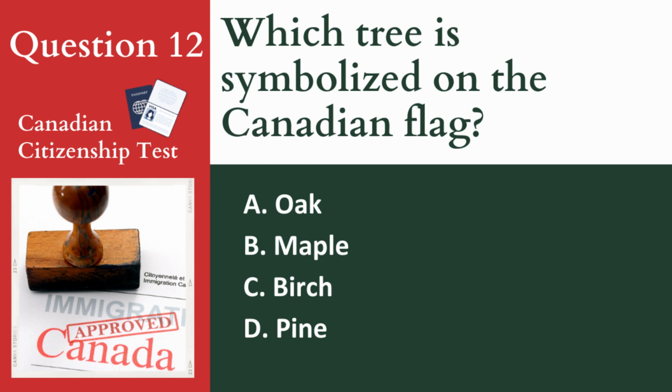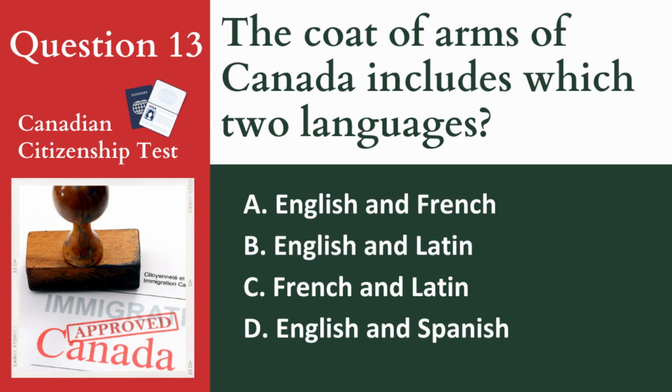Question 12. Which tree is symbolized on the Canadian flag? A. Oak. B. Maple. C. Birch. D. Pine. Answer: B. Maple. The maple leaf is prominently displayed at the center of the Canadian flag and is a well-known symbol of Canada.